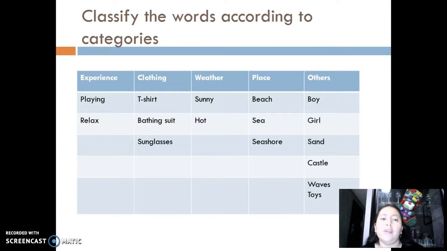After you have those words, you need to classify the words according to the categories. The categories that we have are experience, clothing, weather, place, others. Experience is plane, relax. In clothing we have t-shirt, bathing suit, sunglasses. In weather we have sunny, hat. Place we have beach, sea, seashore. And others we have boy, girl, sand, castle, waves, toys. It will depend on the words you have written down or the ones you have chosen.